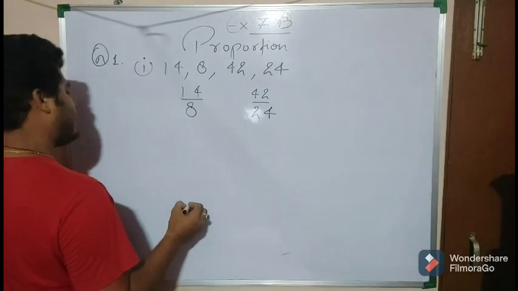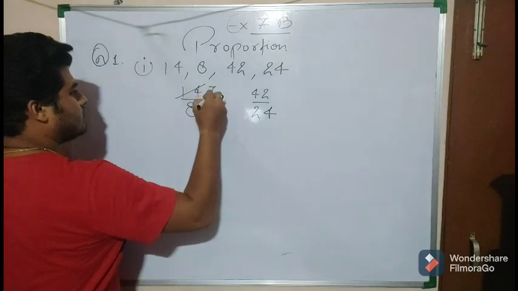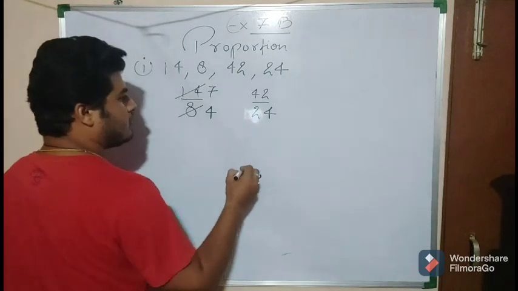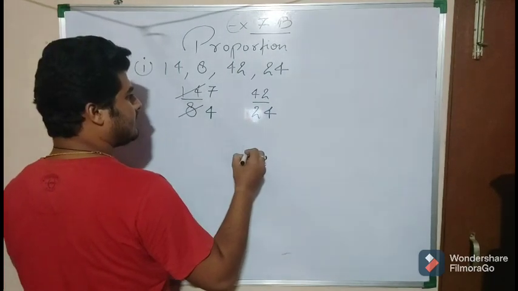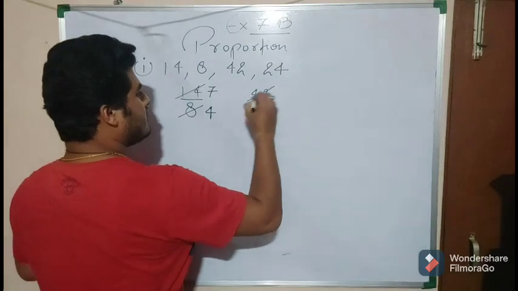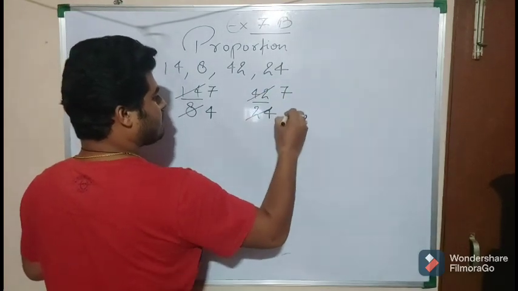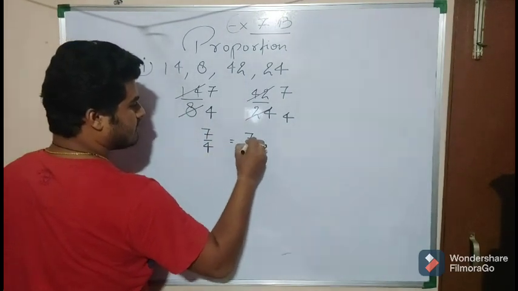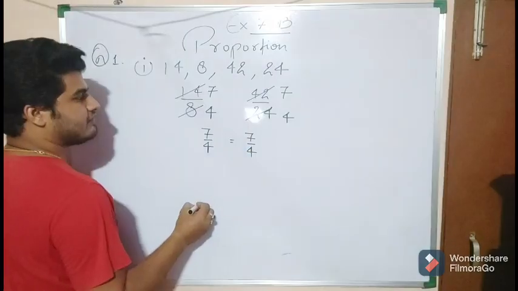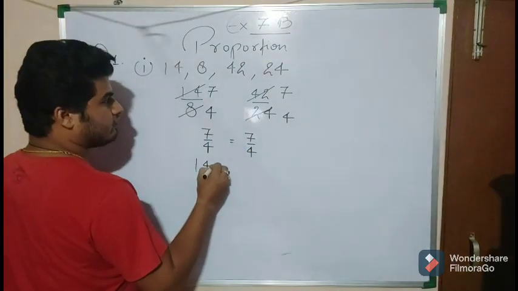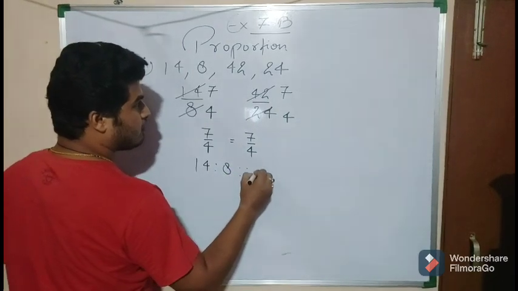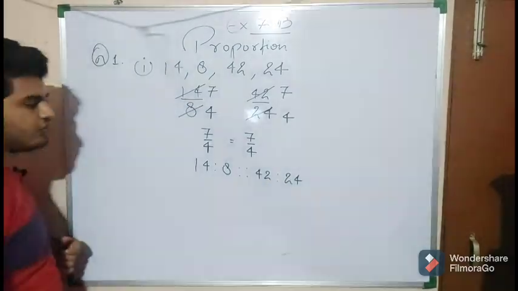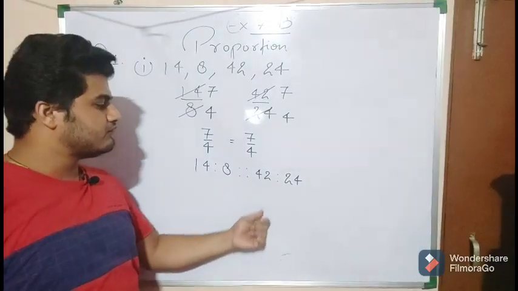So 14 is to 8 can be simplified by cancelling it with 2. 2 sevens are 14, 2 fours are 8. And 42 upon 24 can be simplified by cancelling it with 6. 6 sevens are 42 and 6 fours are 24. So 7 by 4 is equals to 7 by 4, which means that both are having the same ratio. So we can say that 14 ratio 8 is in proportion with 42 ratio 24. 14 is to 8 as 42 is to 24.